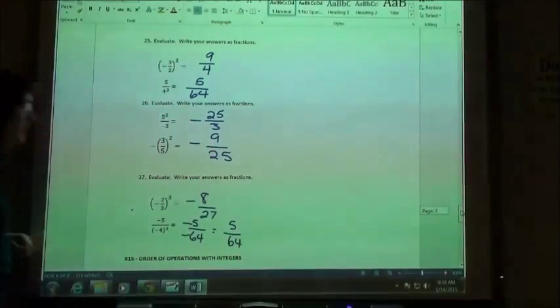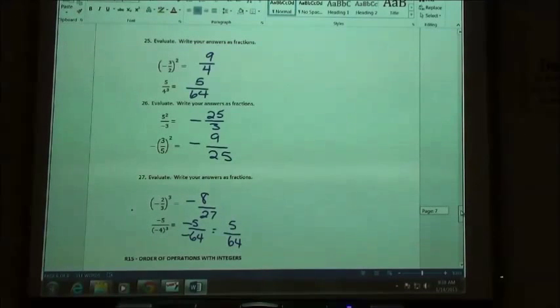I find that most commonly mistakes are made with your signs. So you always want to go back and double check and say, okay, what should my sign be? Do I have the right sign on here?